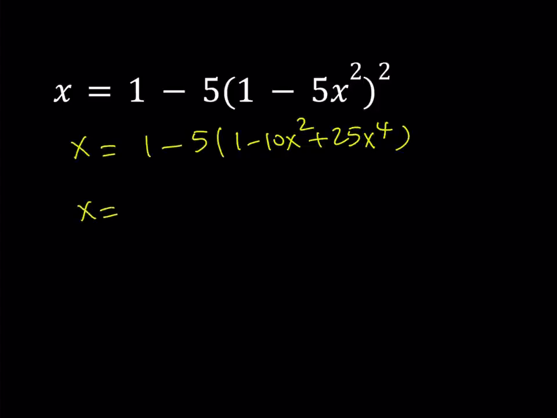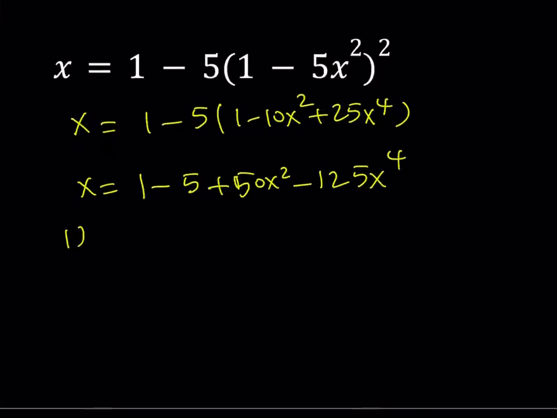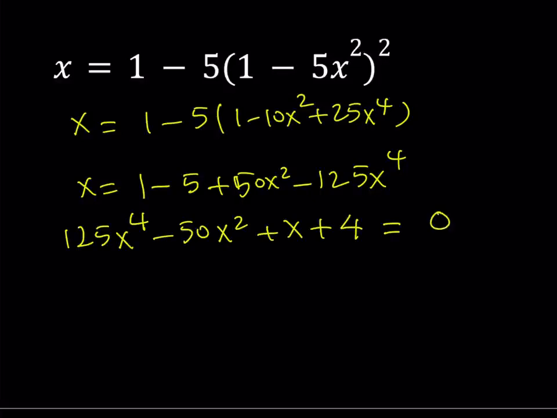Let's see what this gives us. 1 minus, if you distribute the negative 5, you're going to get the following. This is going to be 50x² - 125x⁴. And then if you put everything on the same side, you get 125x⁴ - 50x² + x + 4 = 0. And you end up with a quartic equation, which is not always easy to solve.